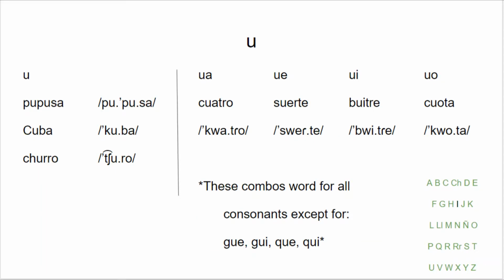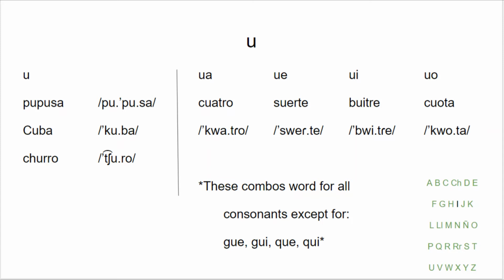Last letter of the alphabet. U can be pronounced in two different ways. If it's surrounded by consonants or it has an accent, it's pronounced oo. And if it's followed by a vowel, it's pronounced W. So the words on this slide are pupusa, Cuba, churro, cuatro, suerte, buitre, and cuota.